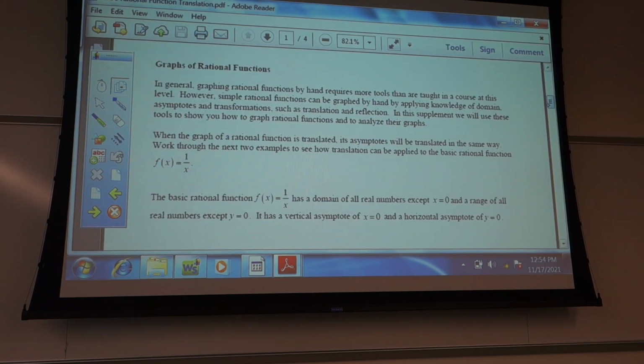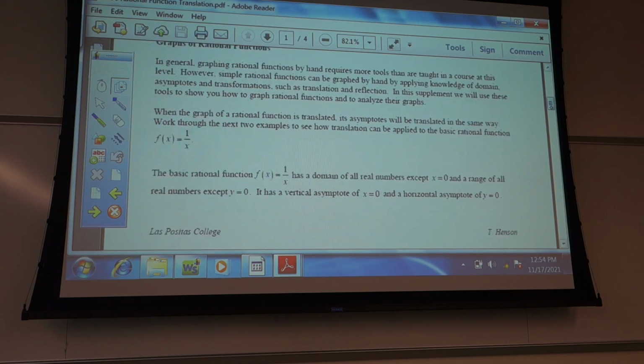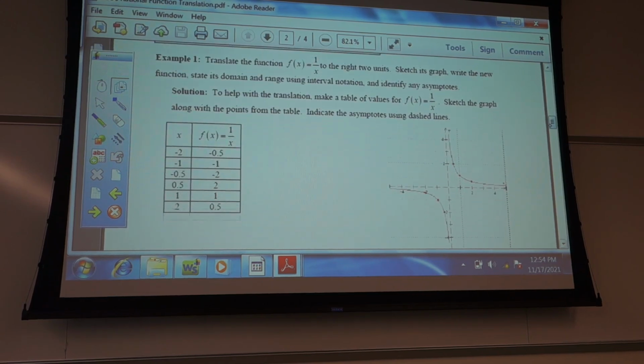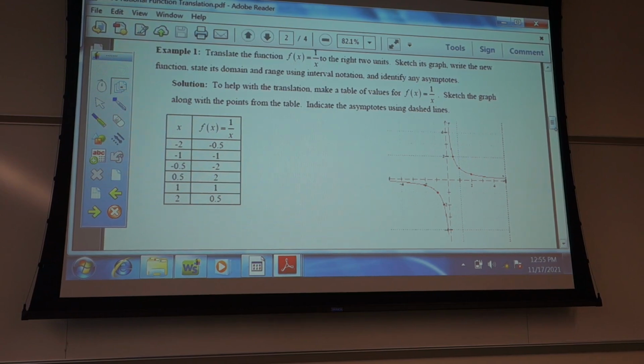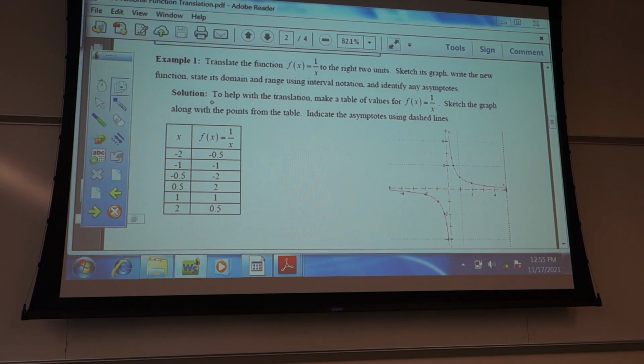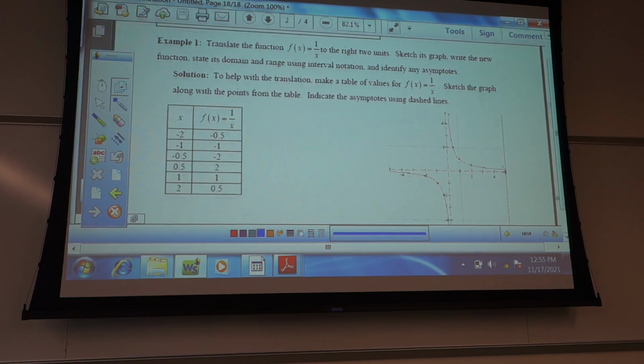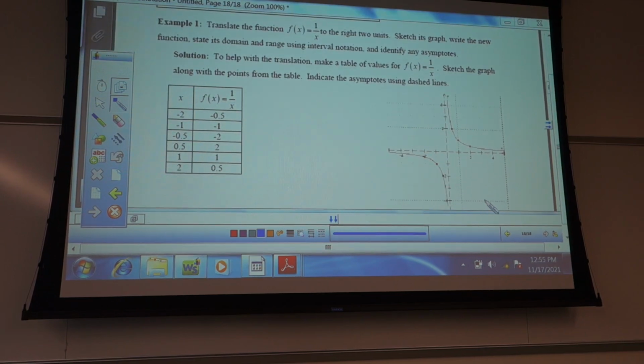Okay, so now we're going to talk about graphing them. We're not going to do anything complicated with them. We're just going to stick with graphing the asymptotes, and then, like I said, kind of pulling it off in each section. So here, I'm going to translate the basic function. So here's my basic function. I'm going to translate it right 2 units.